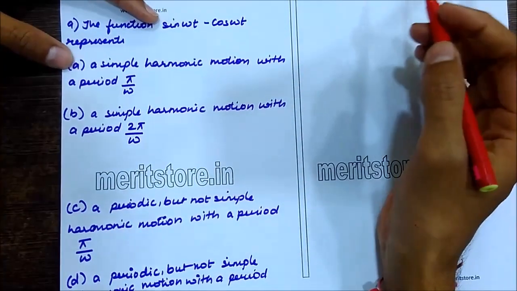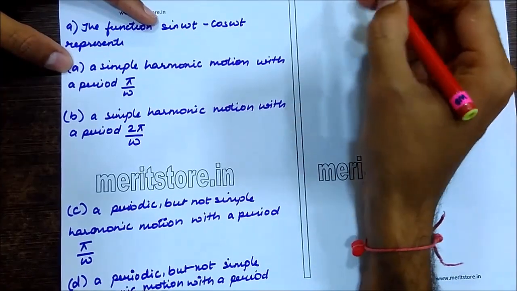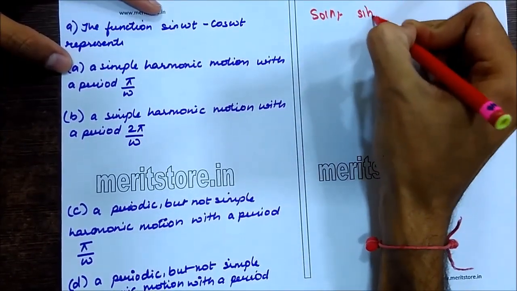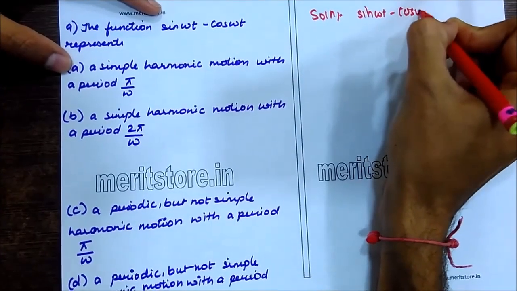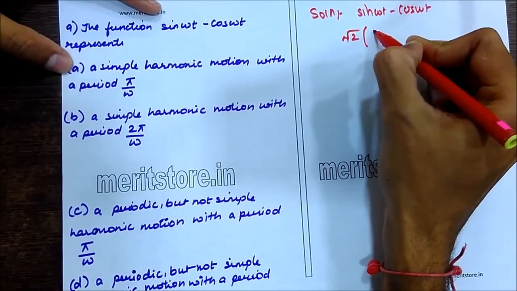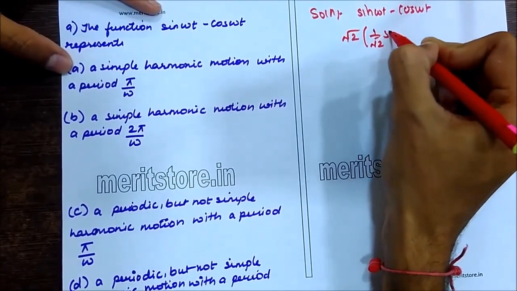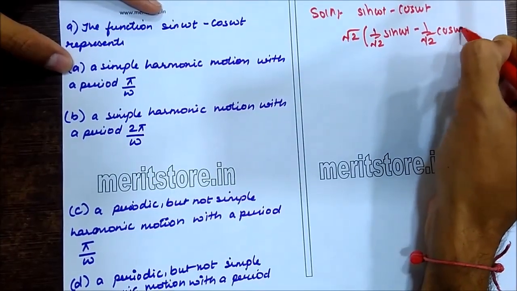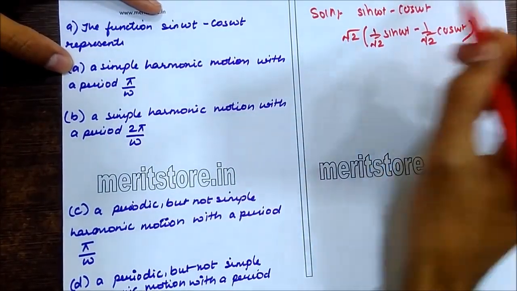So basically we have the function, and we can write the function as sin ωt − cos ωt. We multiply it by root 2, so that here we get 1 upon root 2 sin ωt minus 1 upon root 2 cos ωt. So this becomes a formula.